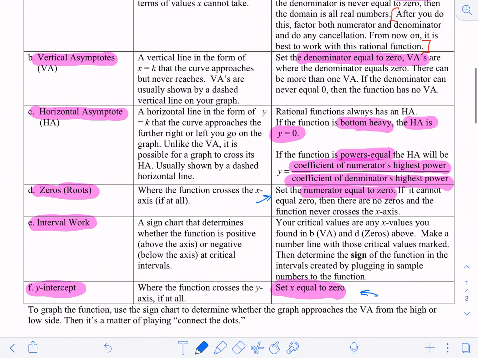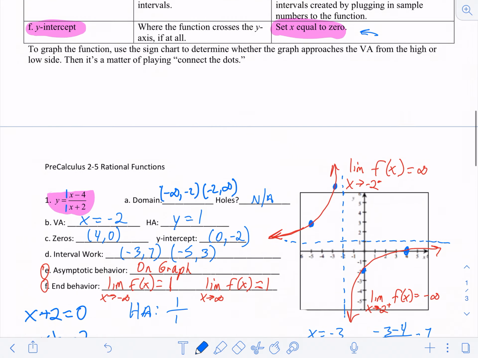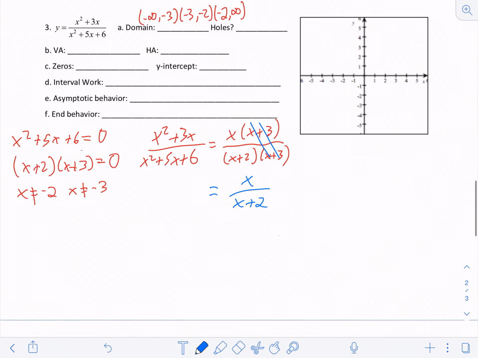So how do I find, again, my vertical asymptotes? My vertical asymptotes is where I set my denominator equal to 0, right? So I'm going to set my denominator equal to 0. So for my vertical asymptote, I'm going to say x plus 2 is equal to 0. So x equals negative 2. So for my vertical asymptote, I get x equals negative 2.